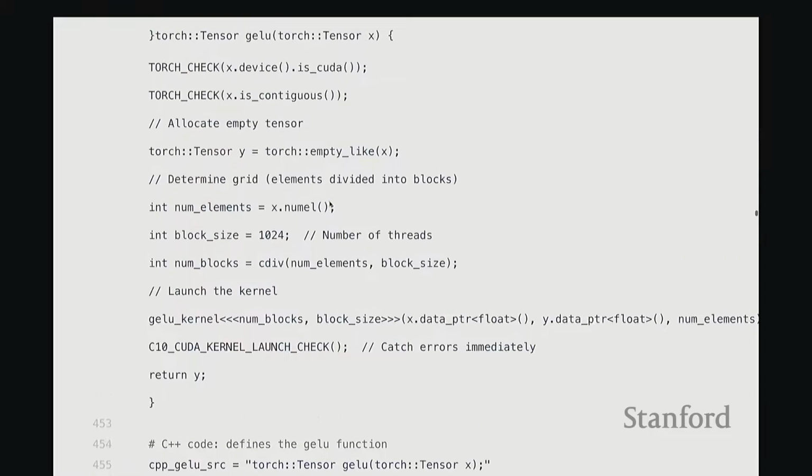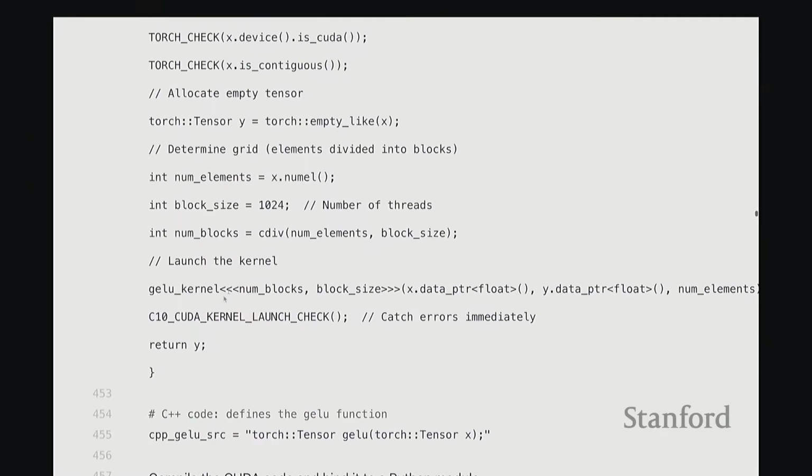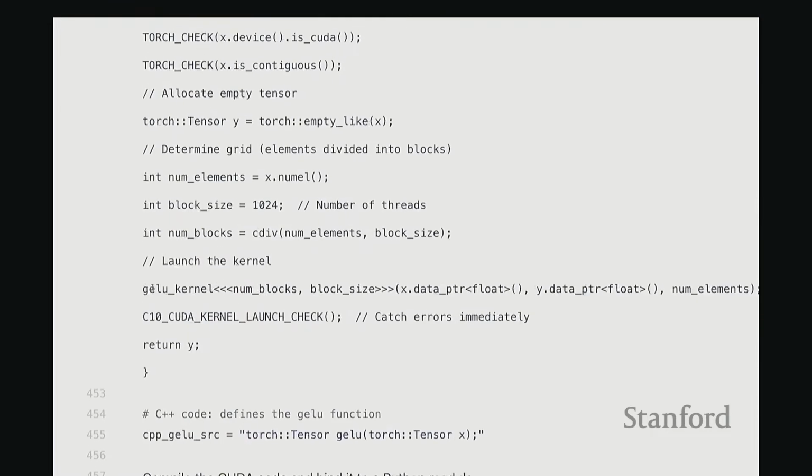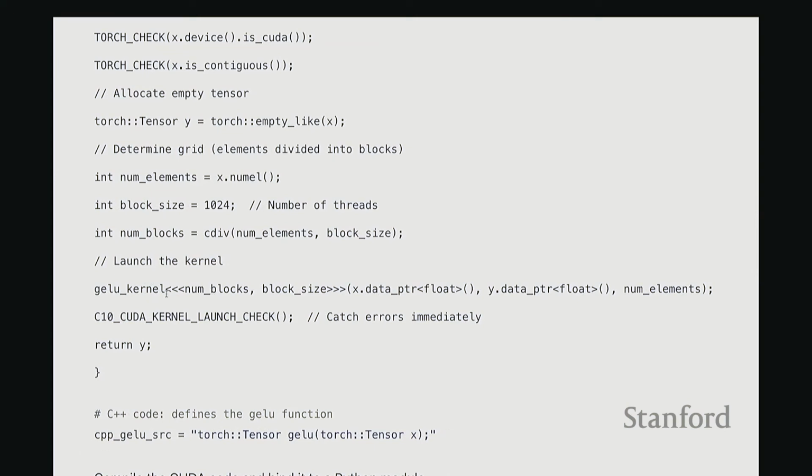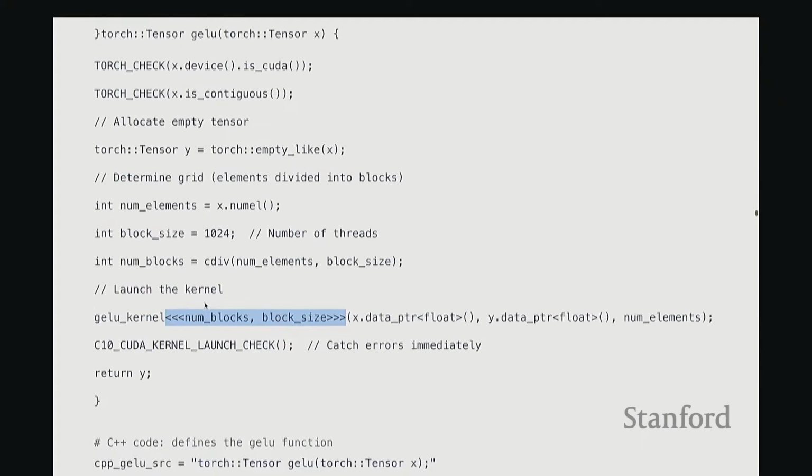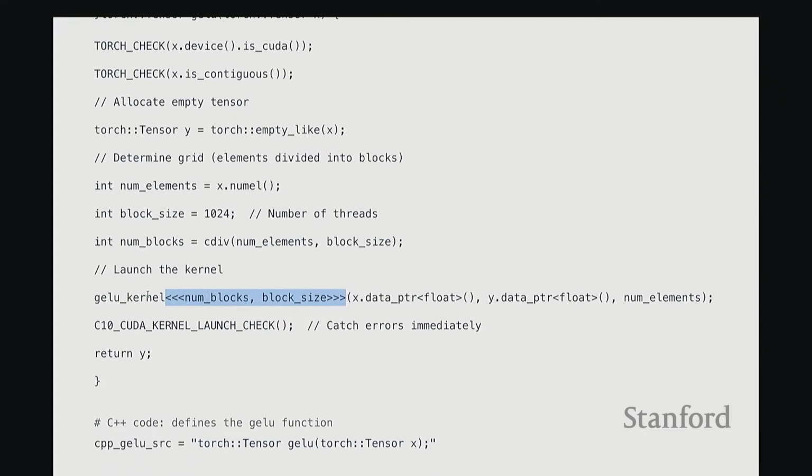And then this is all very simple bookkeeping stuff. And then I say, all right, launch the kernel. The GELU kernel gets launched. And these angle brackets are saying this is with the given number of blocks and the size of each block. And this is going to be passed into the kernel command.